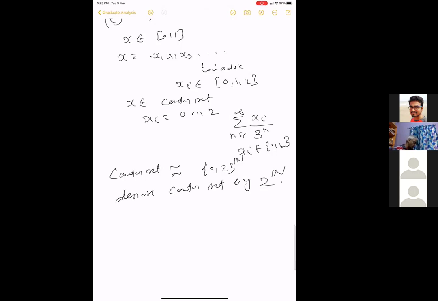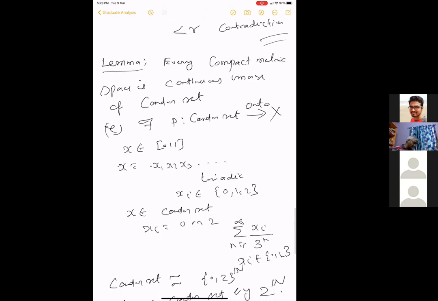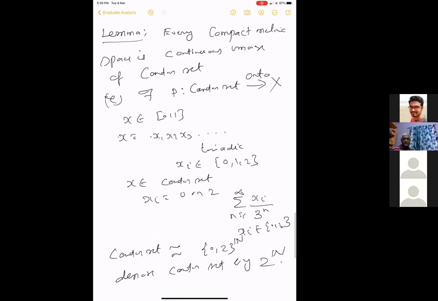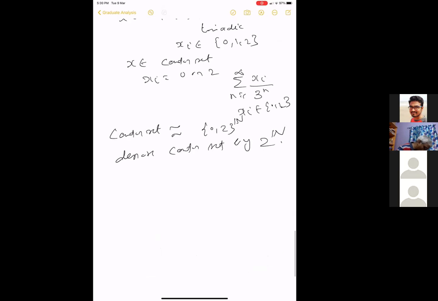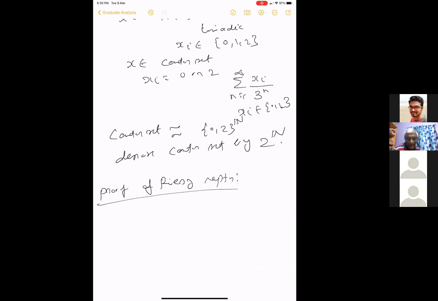Now I want to use this lemma, that every compact metric space is a continuous image of the Cantor set. Then I want to go through the proof of the Riesz representation theorem. First I will assume it's the Cantor set. Then I will assume a general compact metric space and use the fact that there is a surjection from the Cantor set to this compact metric space, and use that surjection to define the measure we want.